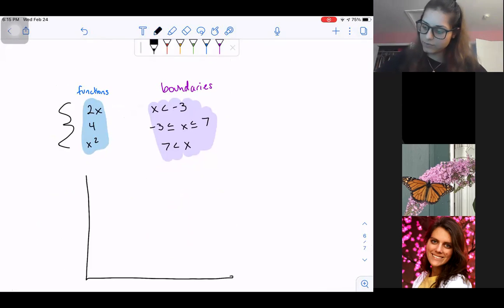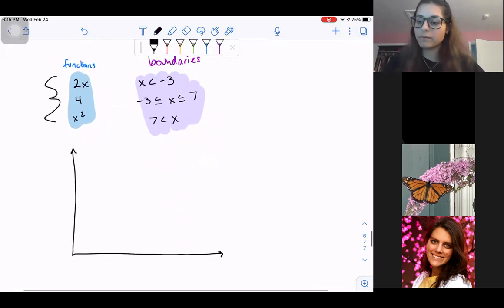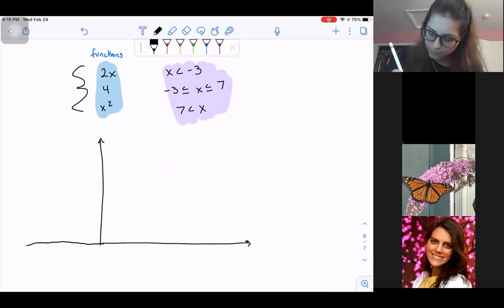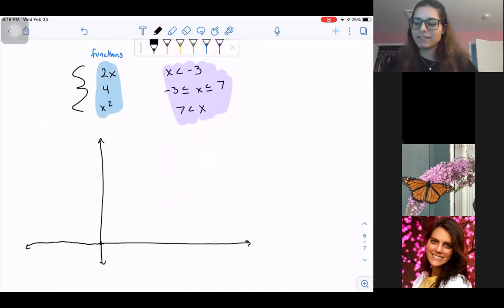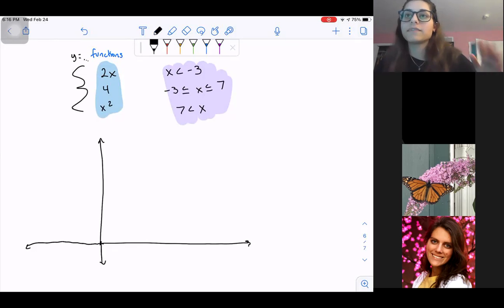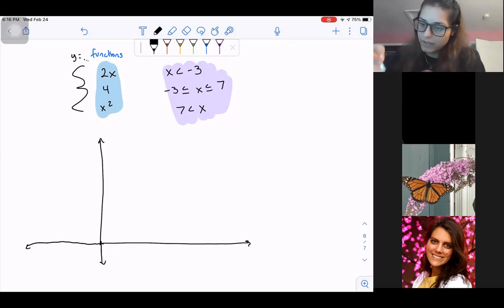So when we graph, anything that is less than -3, our function will look like 2x. Anything between -3 and 7, I will definitely do some limits with this once I draw it. Good idea, thank you. From -3 to 7, our function will just be y equals 4. And from 7 onwards to the right, our function will look like x squared. So I will mark this up.